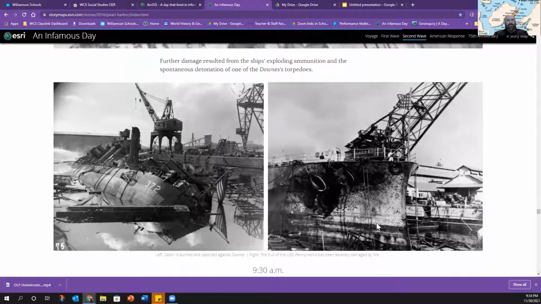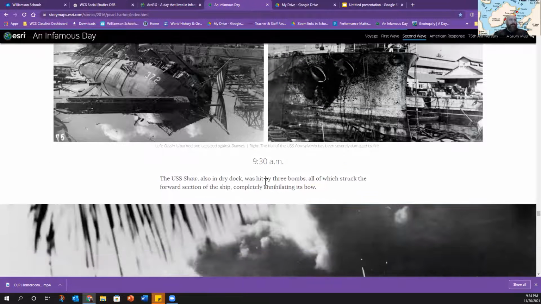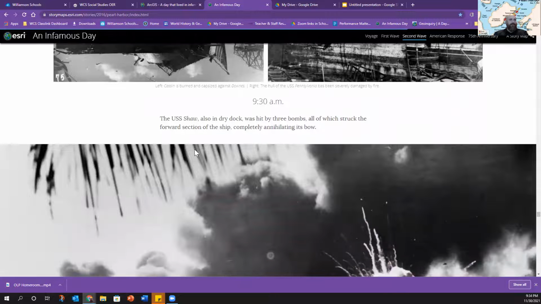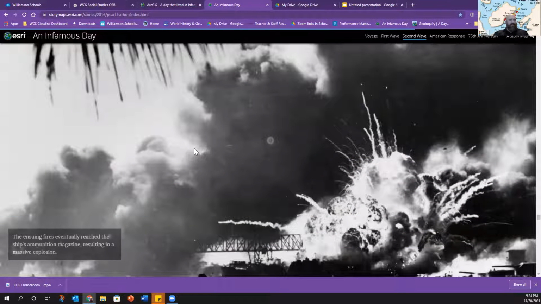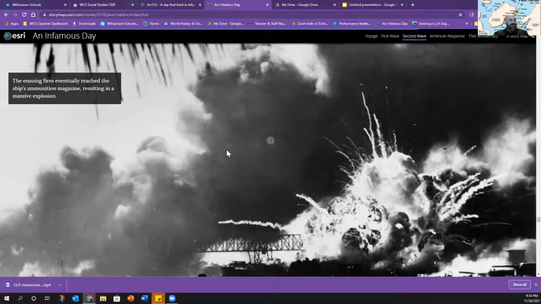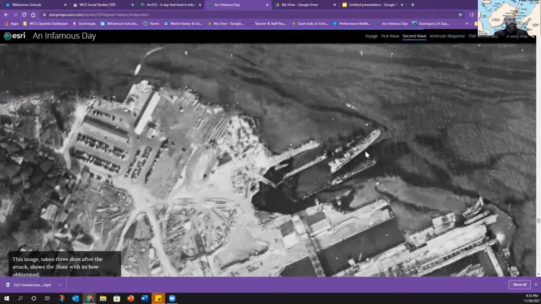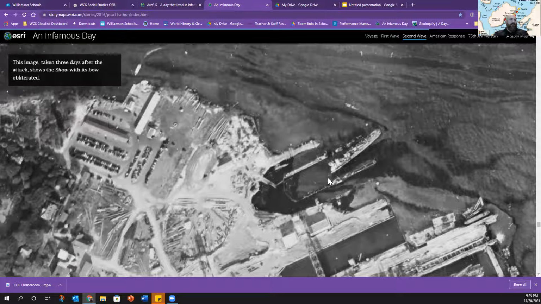And these are ships in dry dock once again. There's the USS Shaw, and I believe there's a picture. Yeah, the USS Shaw, the entire front end is just blown clean off of that ship.